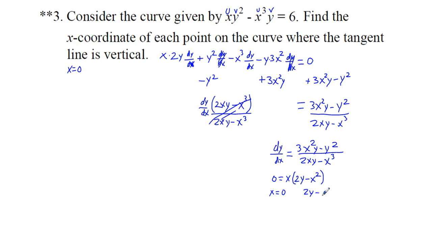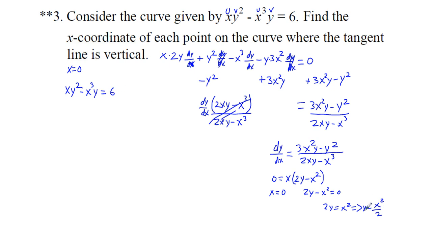Okay, so 2y is going to be equal to x squared, and so working right here we have y is going to be equal to x squared over 2. So now we're going to come to this original function here. I'm going to work below. We're going to have xy squared minus x cubed y is equal to 6.